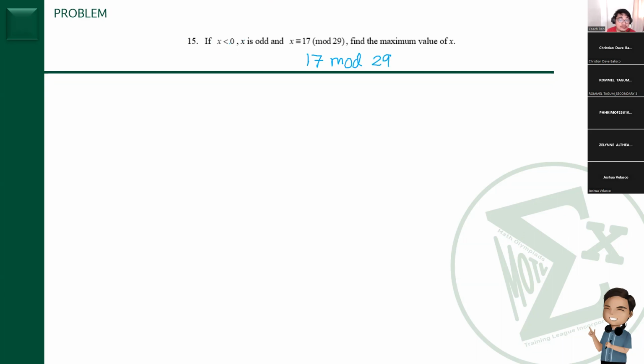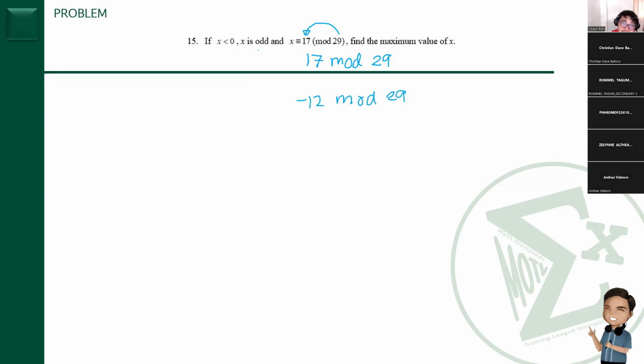So what does it mean? Negative. What's the maximum negative odd number we can have? So how do we deal with this one? We said earlier that we can add 29 to 17 as many times as we want. So 17 can be 17 plus 29, we can replace it with 46, with 75, with 104. But you can actually subtract from it. 17 minus 29, we can convert that into negative 12 mod 29.